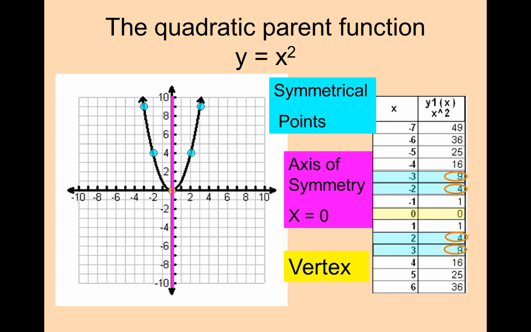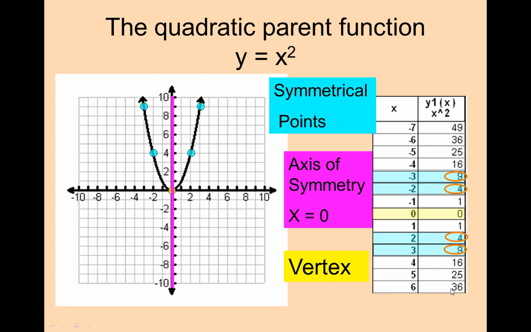The axis of symmetry is x equals whatever the x number is of the vertex. I have a lot of people telling me it's always x equals 0. That is not true. The axis of symmetry only goes through one point, the vertex. It's a vertical line that goes through the vertex, so it's x equals this x number right here, the vertex.